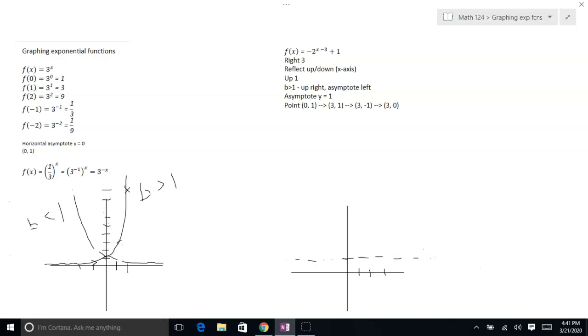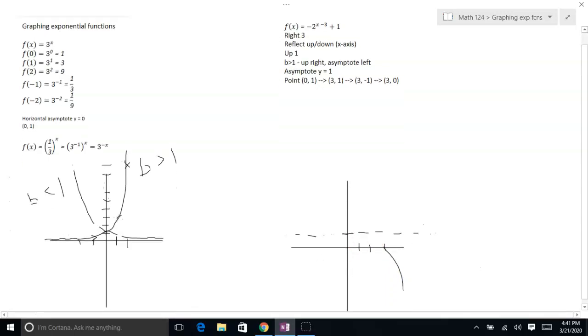My original function over here went up to the right. I'm going to reflect that. So instead of going up to the right, I'm going to go down to the right. And then we had a horizontal asymptote to the left. We'll still have that, but we're coming up from underneath instead of down from above. So if we put that all together, there's my sketch of my exponential function.